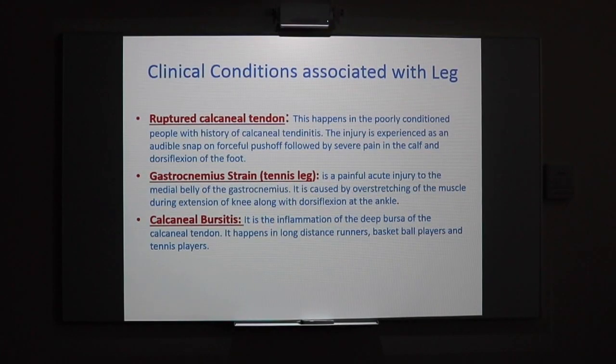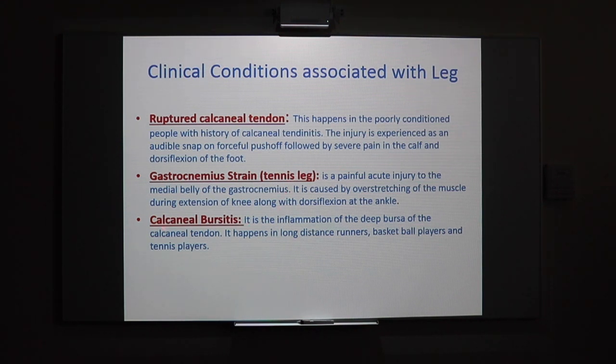We have talked about the ruptured calcanean tendon. We haven't talked about the gastrocnemius strain, so it's a painful acute injury to the medial head of the gastrocnemius. It can happen in overstretching and dorsiflexion at the same time. So if you are overstretching the knee and then at the same time dorsiflexing, it can result in the injury to the medial head of the gastrocnemius. This is called the tennis leg.